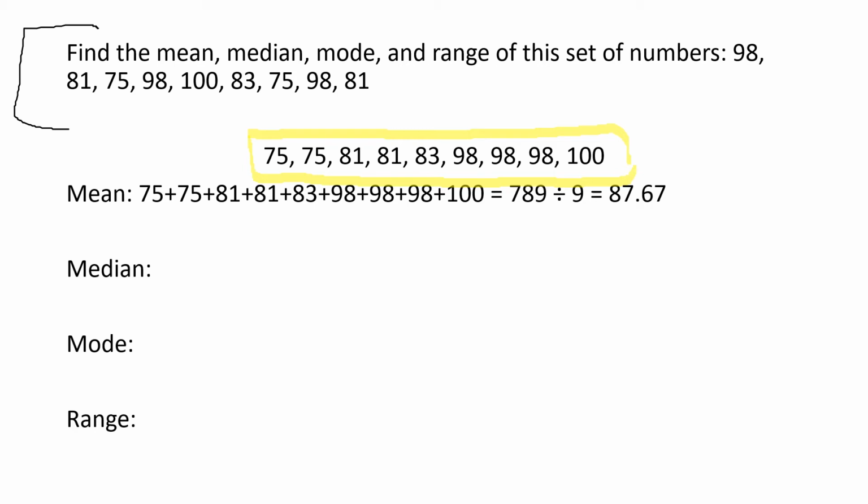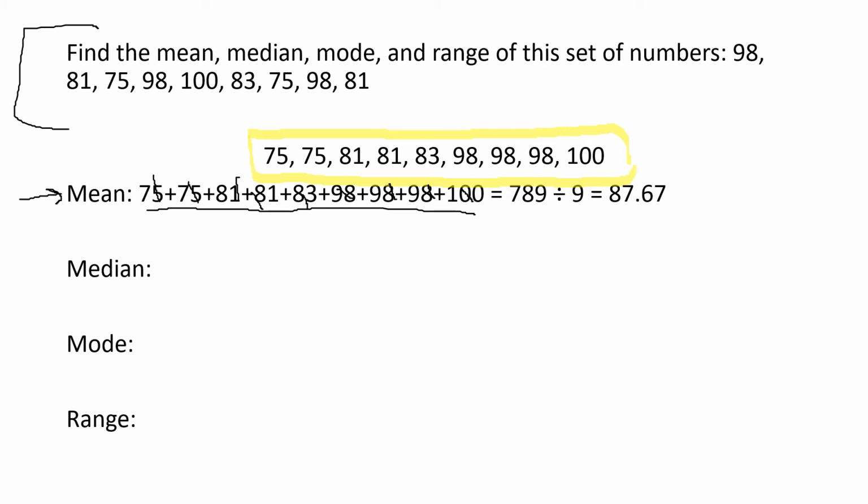To find the average of them, which is what the mean means, step 1, we add them all together. I've already done that, and I got 789. Then I take that number and divide by the number of numbers. 1, 2, 3, 4, 5, 6, 7, 8, 9. So 789 divided by 9. I've already done that, and I get 87.67. I did that real quick before we even started because I knew I wouldn't be able to write all those numbers down.